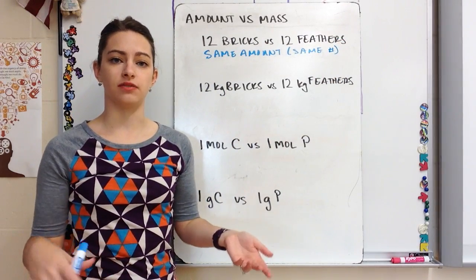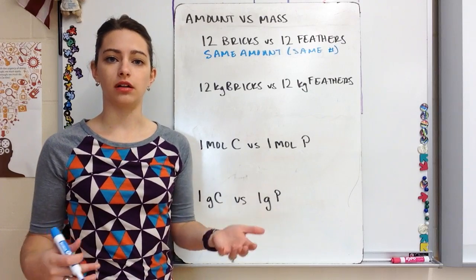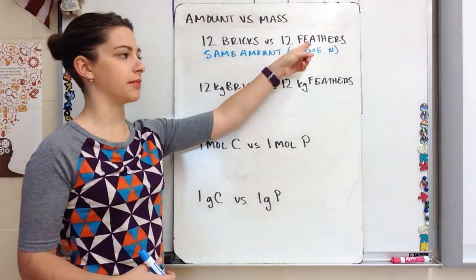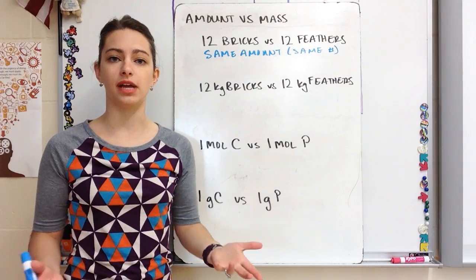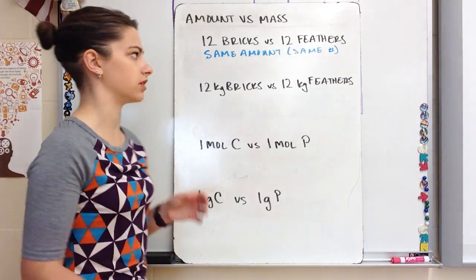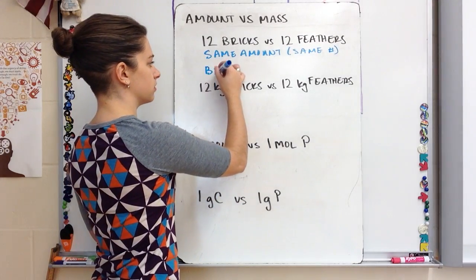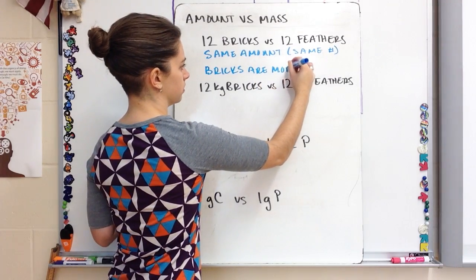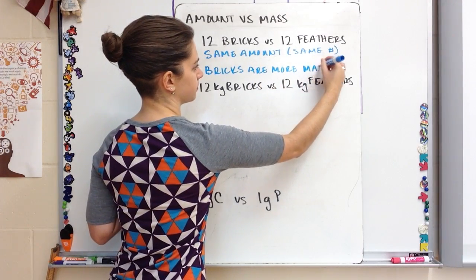But which is more massive, a brick or a feather? Well, a brick is substantially more massive. So the bricks are going to have a greater mass than the feathers, because even though we have the same number of them, each brick is more massive than each feather. So bricks are more massive.